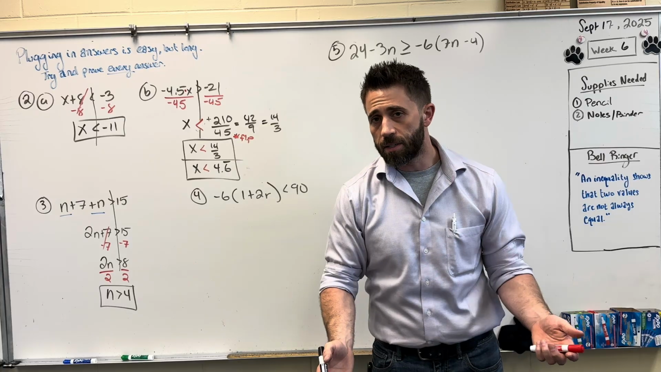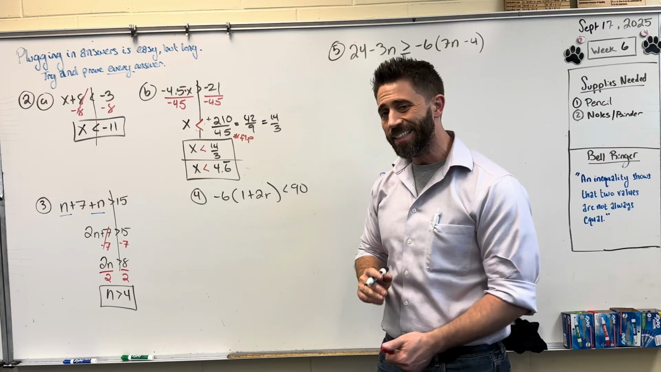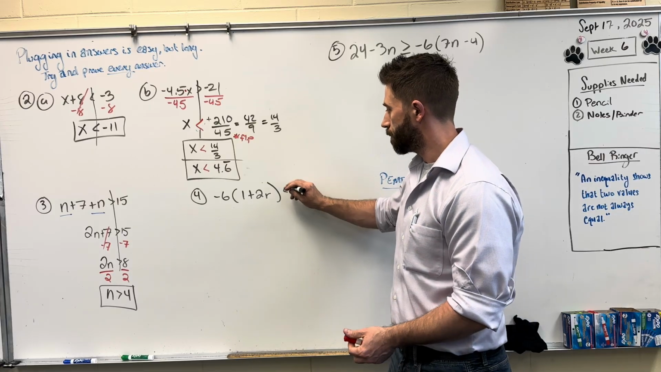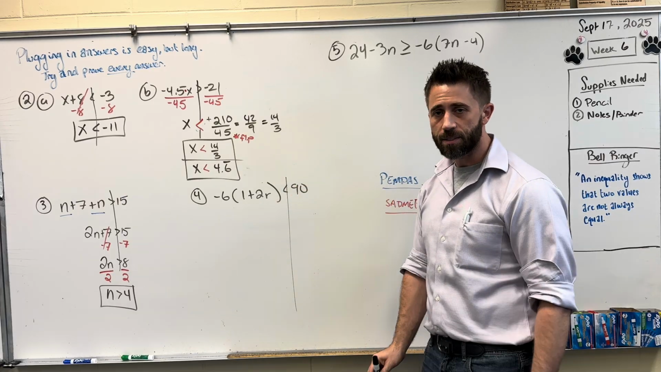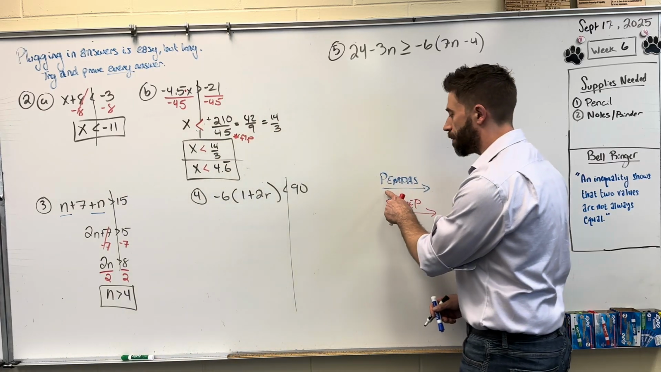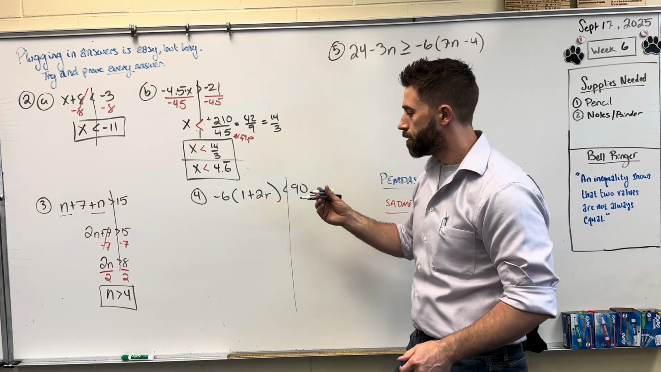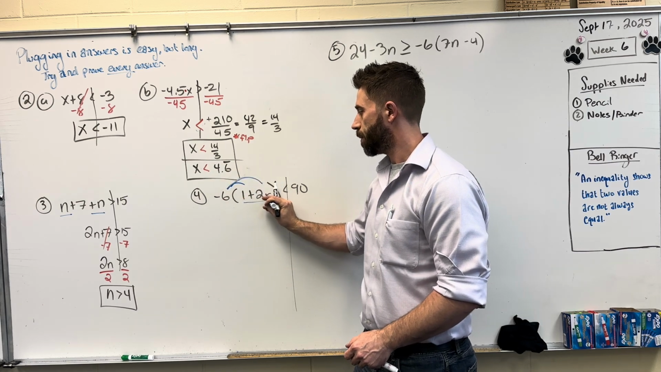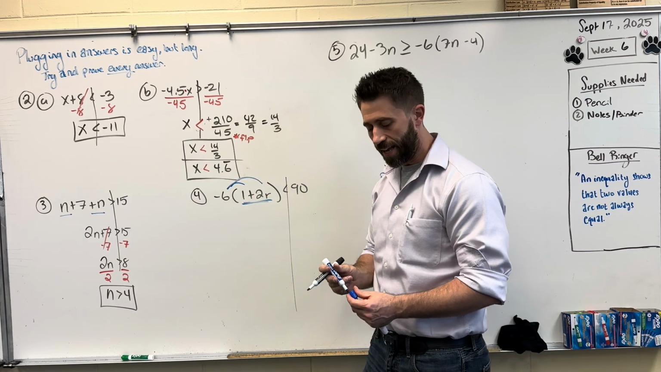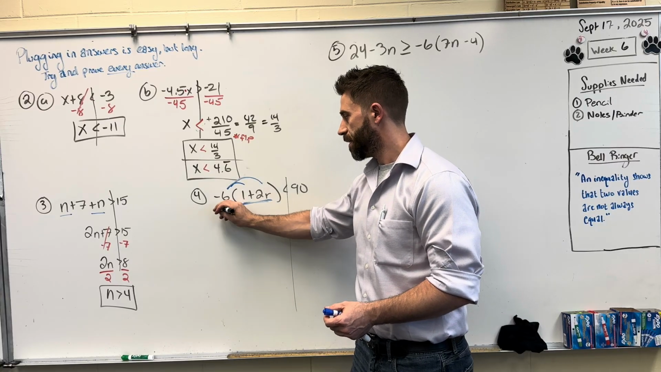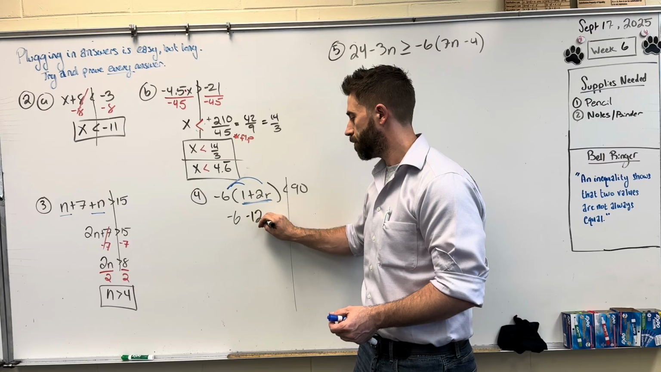Notice, nothing was different than solving an equation. Those are all identical steps. If I look at number 4, let's try this one out. Again, I'm going to solve it just like I would solve an equation. The steps are identical. So I'm going to follow PEMDAS in the beginning. So PEMDAS says over here, I'm going to do the distribution step where I multiply everything in here by a -6. So I get -6 times 1 is -6, and -6 times 2 is -12.